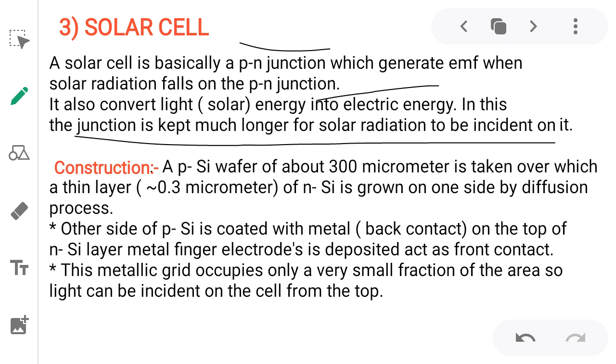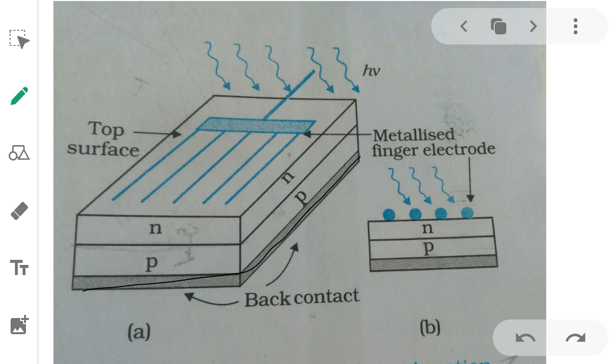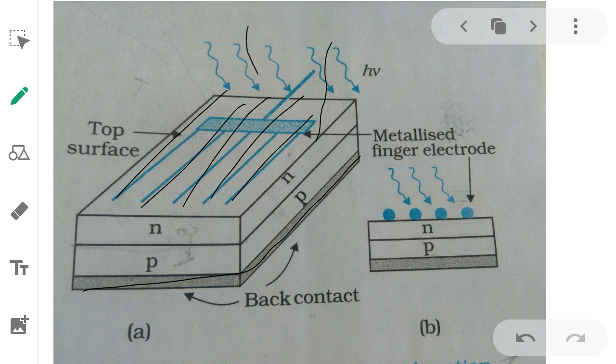This metallic grid occupies only a very small fraction of the area, so light can be incident on the cell from the top. These electrodes are very thin and require less area, so a large area is available for the solar light to be incident on the top of the P-N junction.